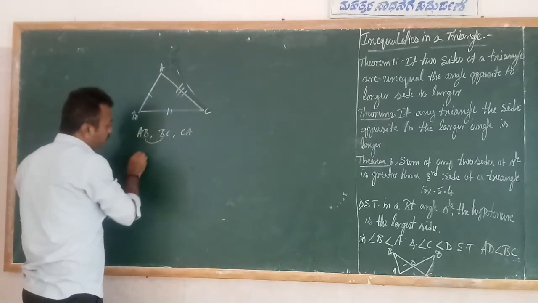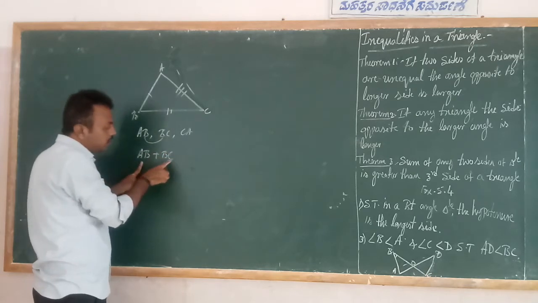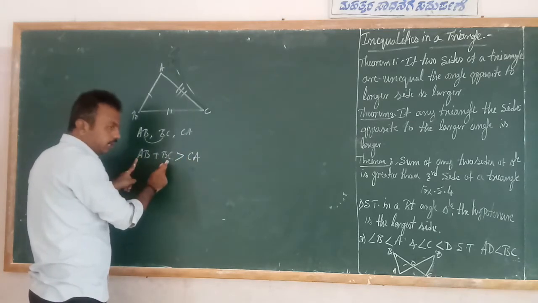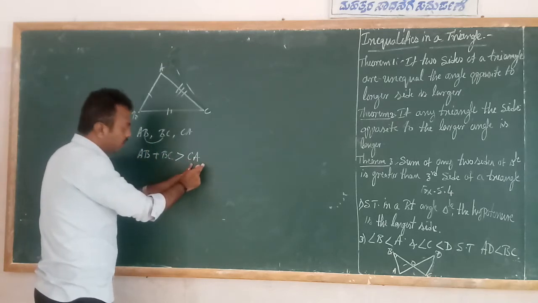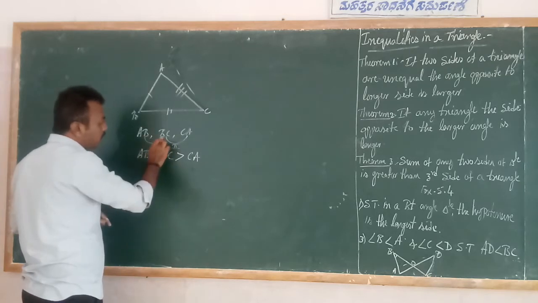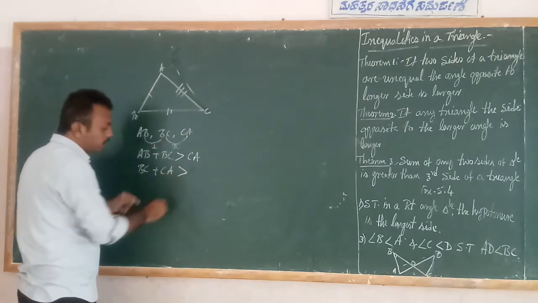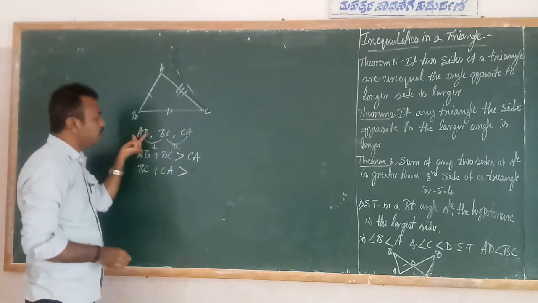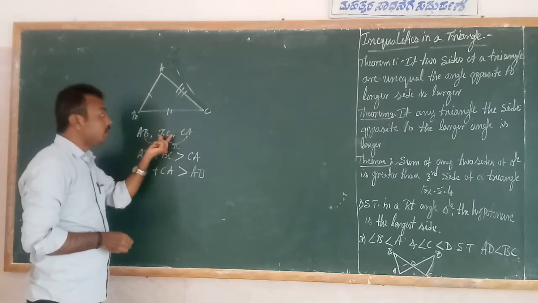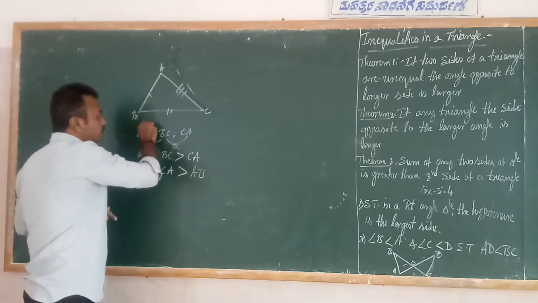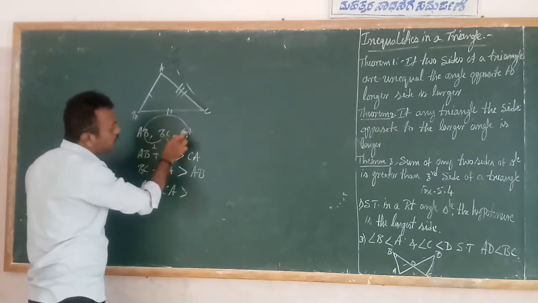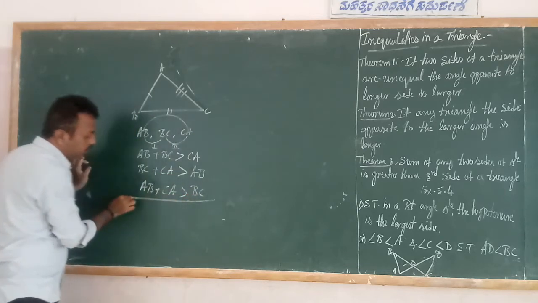So AB and BC we consider first. AB plus BC must be greater than the third side. What is the third side here? CA. So the sum of any two sides is greater than the third side. This is the first case, AB and BC. In the second case, when you are considering BC and CA, the sum of BC and CA must be greater than the third side, AB. In the third case, first and last one, AB plus CA, the sum of AB and CA must be greater than BC. So these are the three conditions.